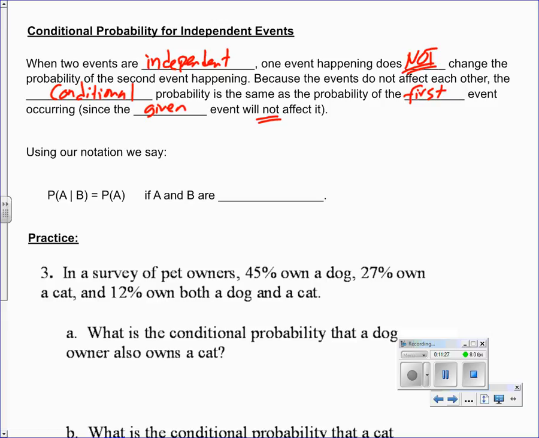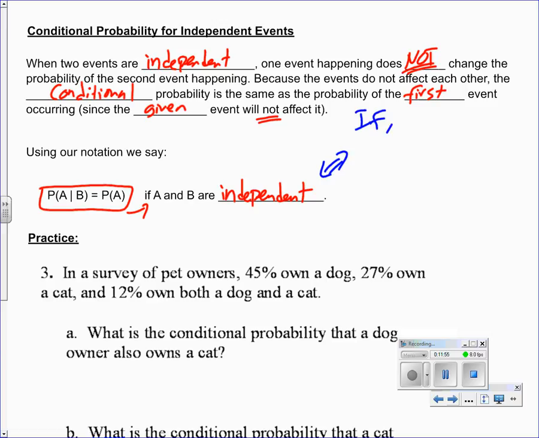So for our notation, we say that the conditional probability of A given B is equal to the probability of A if A and B are independent events. And this works both ways around too. We can check to see if events are independent using this formula.